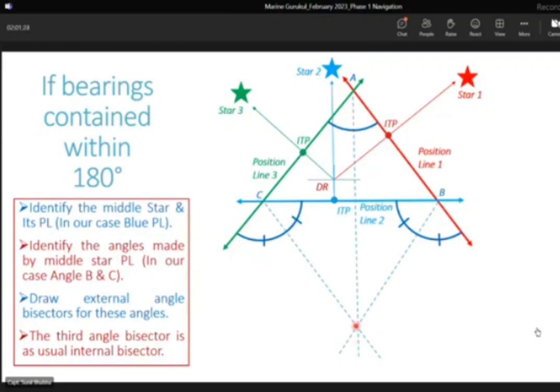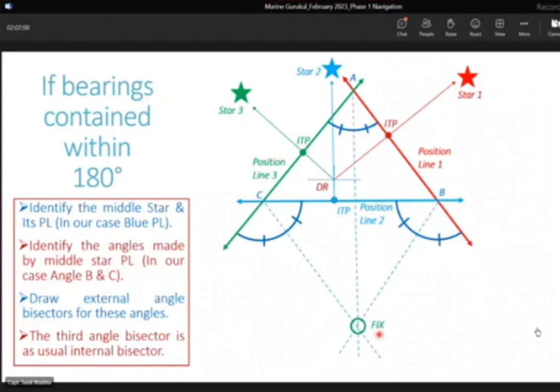Now this is also a geometry principle. The external angle bisectors of two angles and the internal angle bisector of the third will also intersect at a single point, and this point is our fix in this particular case. So you see the circle coming up, that is the symbol of the fix, and you see it written as the fix in the plot. So this is how we resolve the cocked hat when the bearings are contained within 180 degrees.